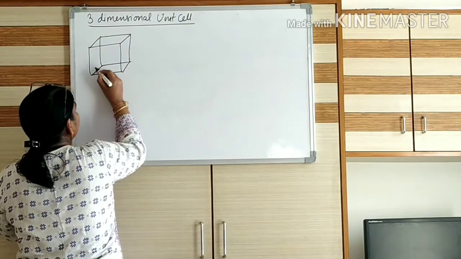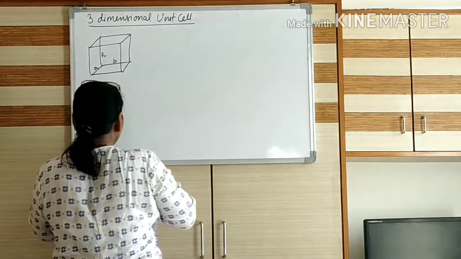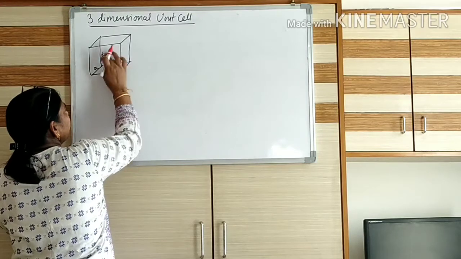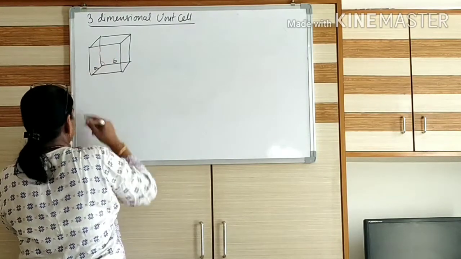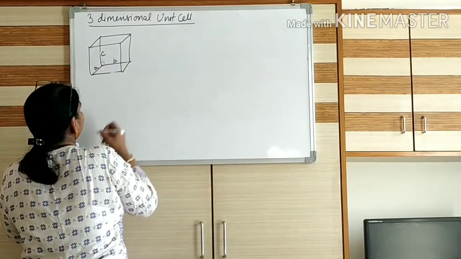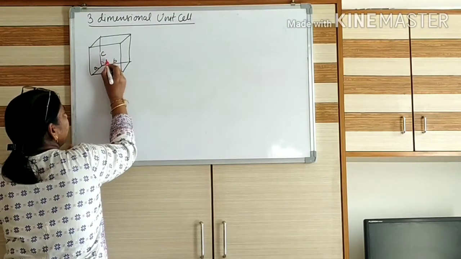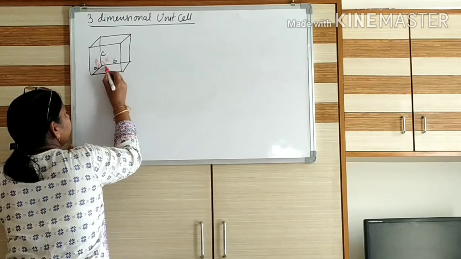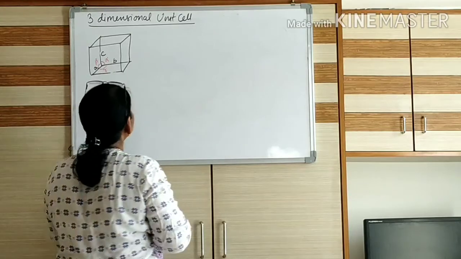So here you have the length, breadth and height, and the angles between them. A, B, C are the length, breadth and height. The angle between breadth and height is alpha, between length and height is beta, and between length and breadth is gamma. So these are the parameters.